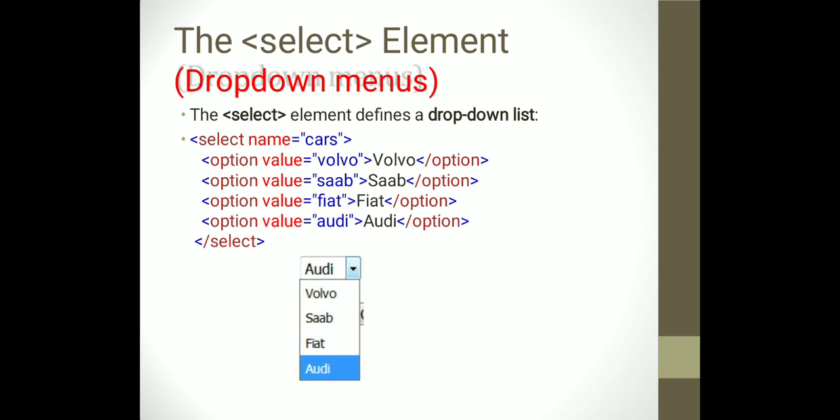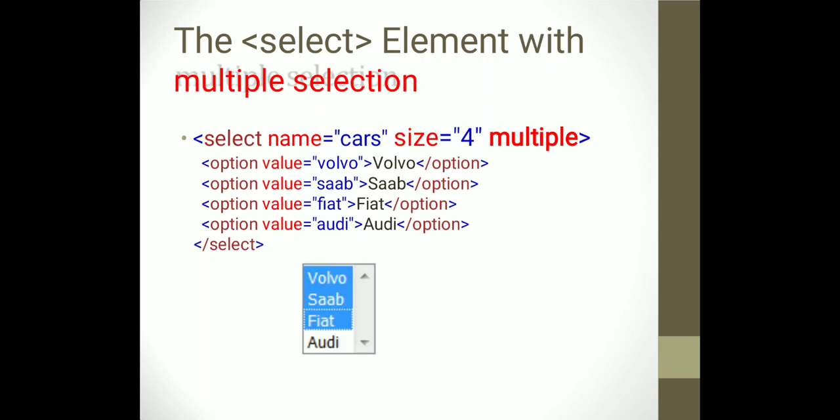Then the select element with drop down menus. The select element just defines a drop down list of values, like if you want to display cars, then there can be many options of cars, like Audi, Volvo, Fiat, or anything. Okay. So you can list them out in your menu with the drop down list or select element. Okay. Then an element with multiple selection can also be used.